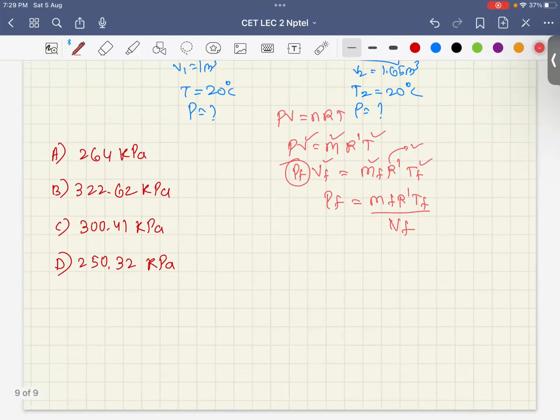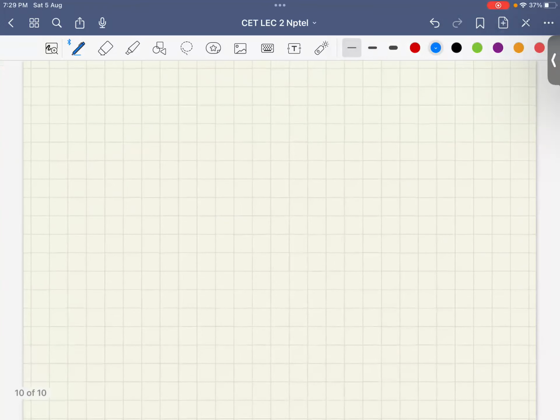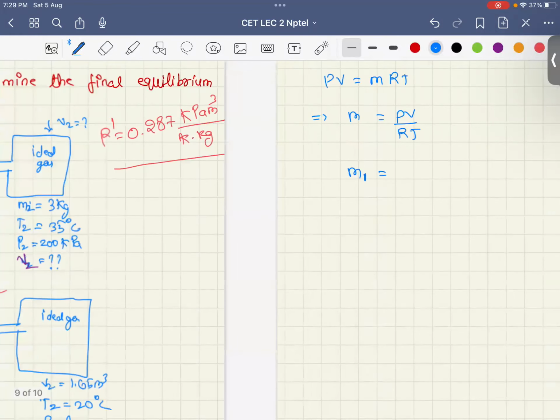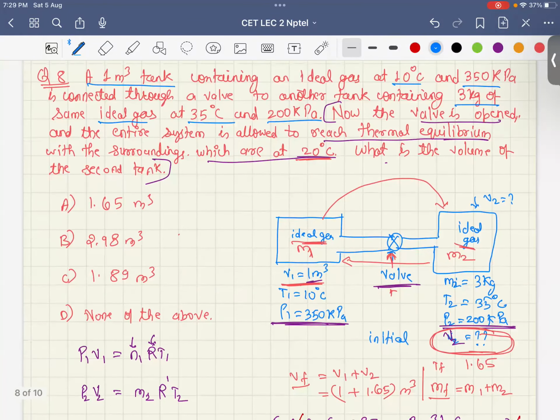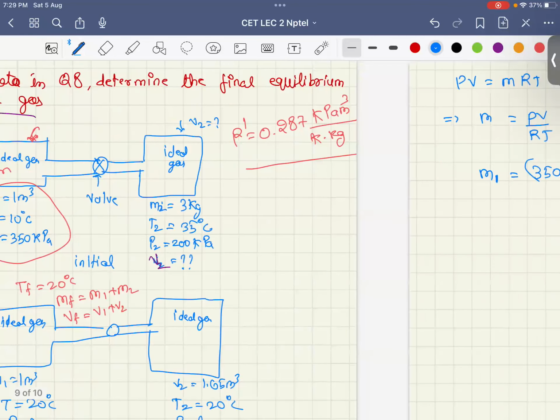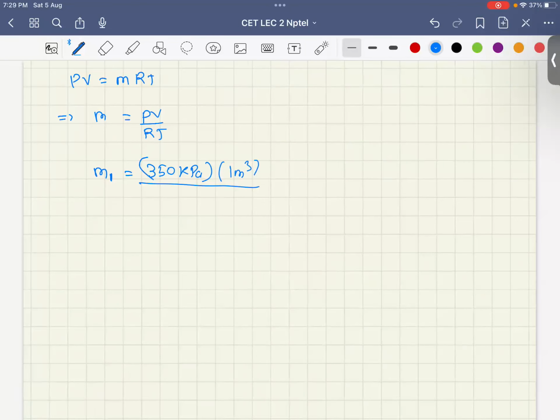Let me write this down. So what we get is PV is equal to mRT. This implies P is equal to mRT by V. Sorry, we need m. m is equal to PV by RT. So m1 is going to be pressure 1, which is 350 kilopascal, multiplied by volume, which is 1 meter cube, divided by R'.